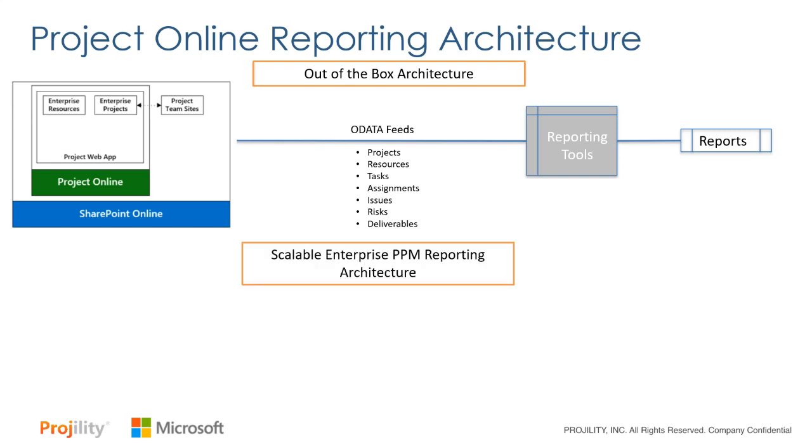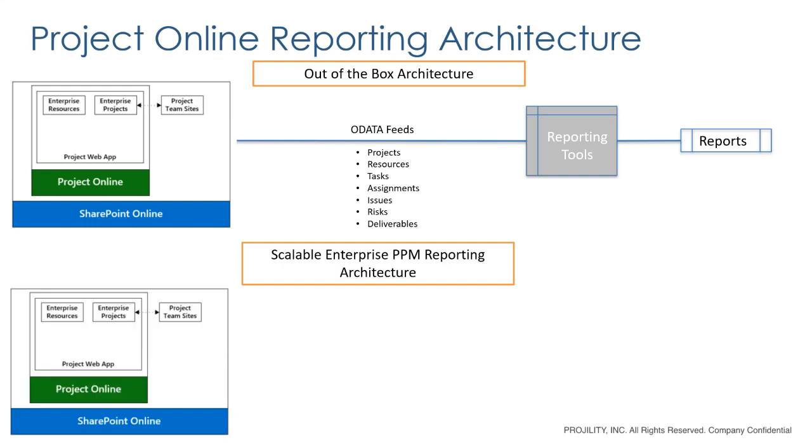We talk about a scalable enterprise architecture for reporting. That's where we're going to have to add another layer here. So we still have Project Online. What we're going to often do is add a data warehouse in the middle. So what that's going to do, it's not only going to take that OData information, but it's also going to pull any custom information you may have through the API.